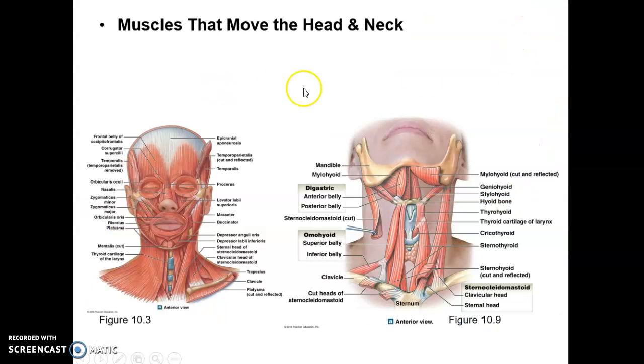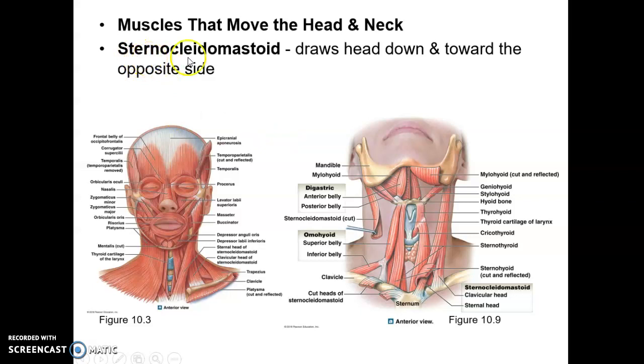Okay. Muscles that move the head and neck. So the sternocleidomastoid draws the head down, like if you're going to look at your toes. Notice it's on each lateral side of the head and goes down towards the sternum. So when that muscle contracts, it's going to depress the head down. And or towards the opposite side if you're twisting your head, if you're only using one or the other at a time.